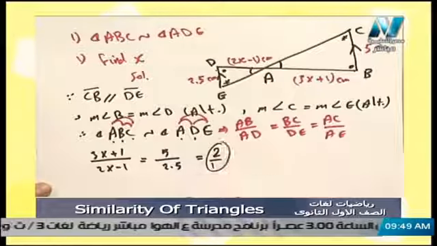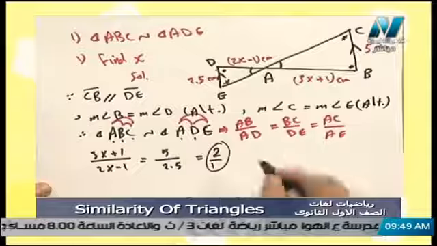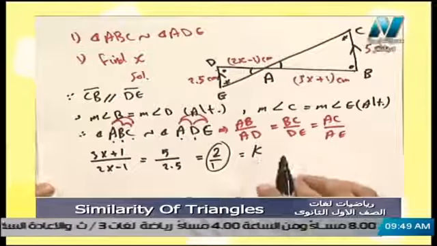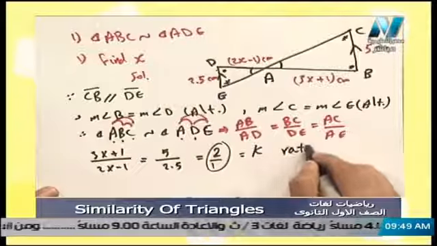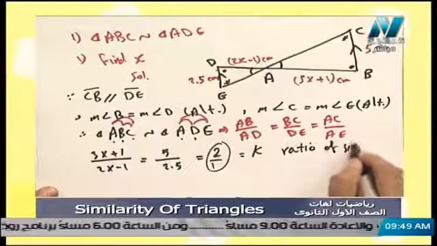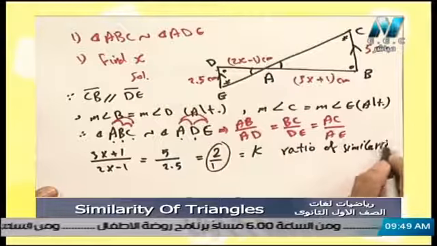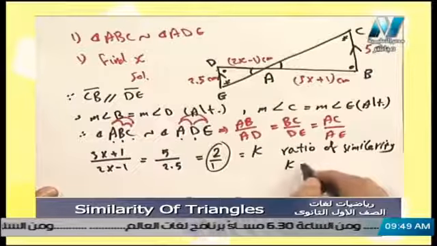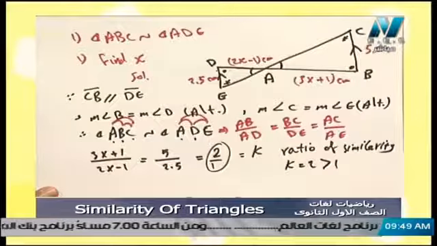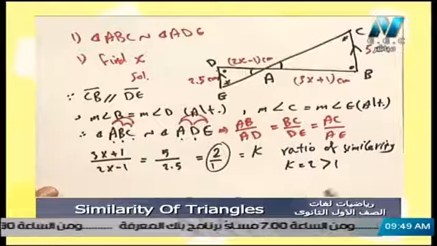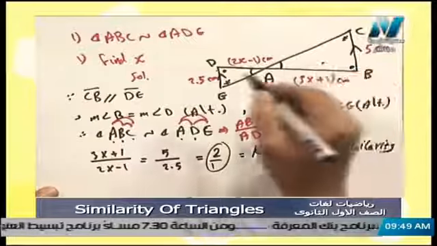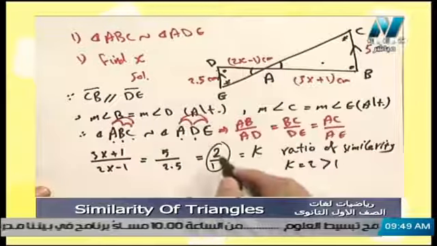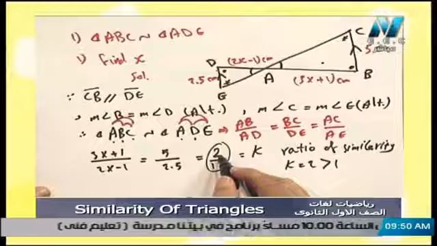What do we call this number from the last period? We call it K. What's K? K is the ratio of similarity. Ratio of similarity. And the ratio of similarity here, K, is greater than 1. So the first triangle ABC here is an enlargement of the triangle DEE. Okay, let's concentrate here on our question.